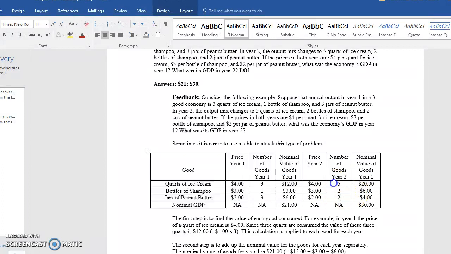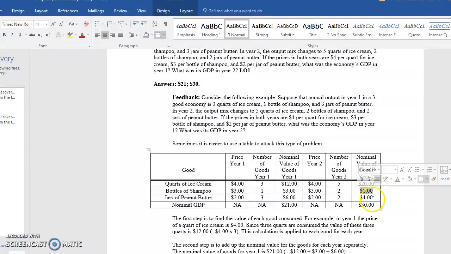But this is the output of year 2. So 5 quarts of ice cream produced in year 2, and price of every quart is $4. So 4 times 5 is 20. That is the value of the ice cream produced. Then value of the shampoo produced, they produce 2 bottles, and every bottle price is $3. So the value is $6.